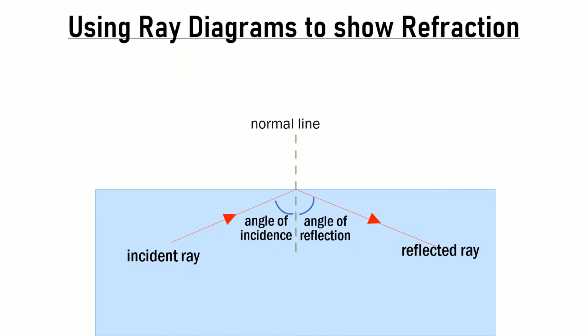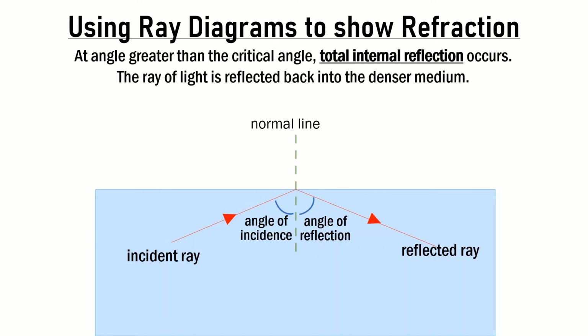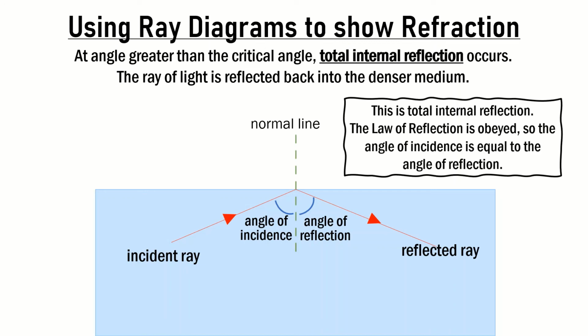If we increase the angle of incidence beyond the critical angle, refraction no longer occurs and the ray of light is reflected within the more dense medium. This is called total internal reflection. The ray of light is reflected back into the more dense medium. So the law of reflection is then obeyed and the angle of incidence is equal to the angle of reflection.